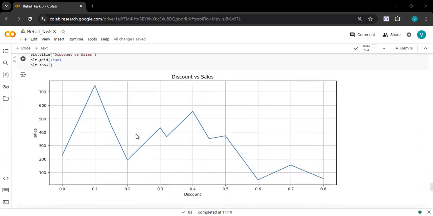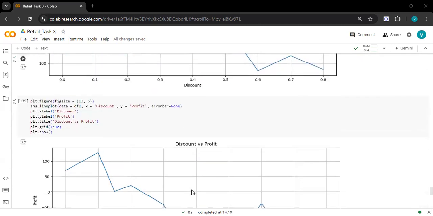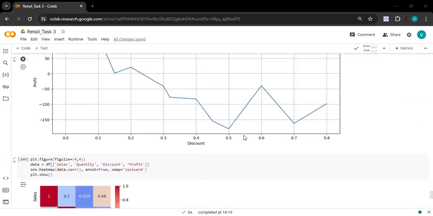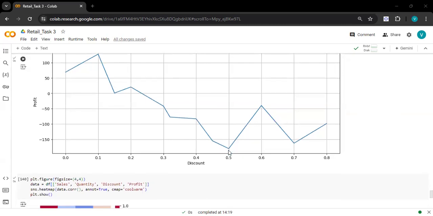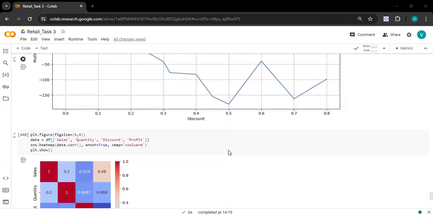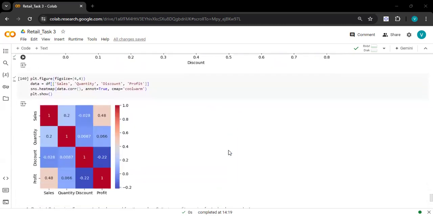In the discount versus sales graph, when the discount is less, the sales are higher. We can see at 0.1 and 0.4 discount, the sales are higher. In any of the other cases, the sales fell down. As the discount increases, the profit decreases; the profit is falling down when the discount increases.